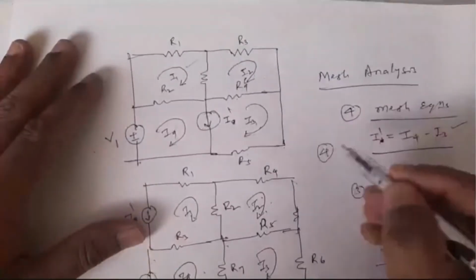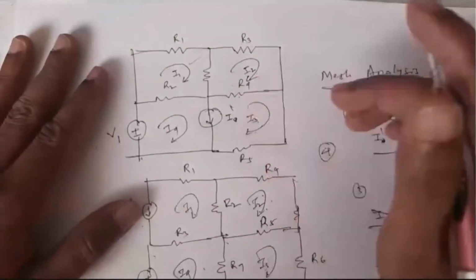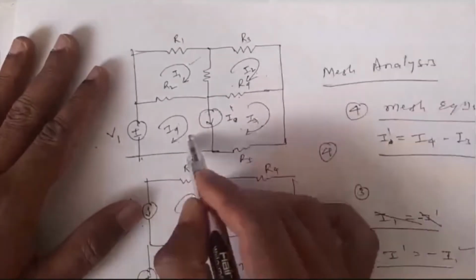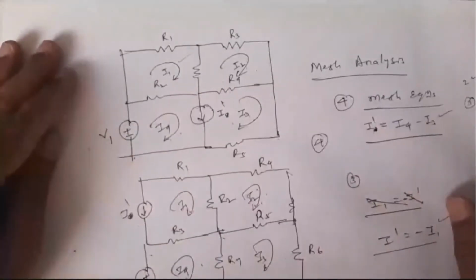Obviously we require one more equation to solve such a network, because I cannot apply KVL either to this mesh or to this mesh. Okay, what is the solution to solve such a network?